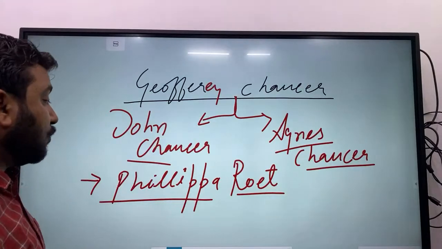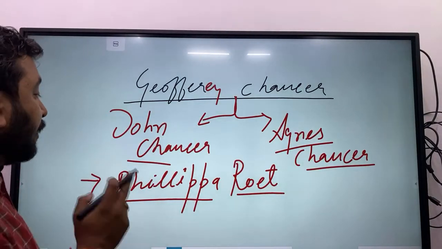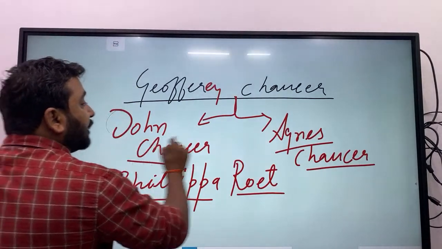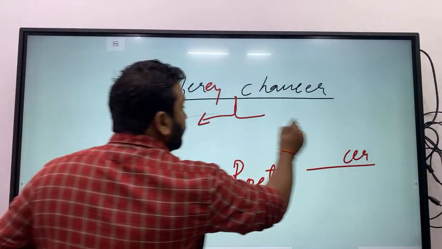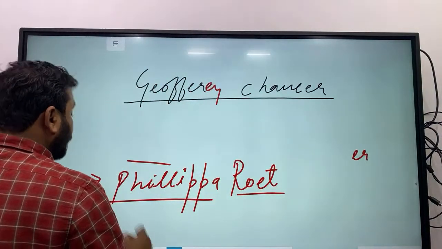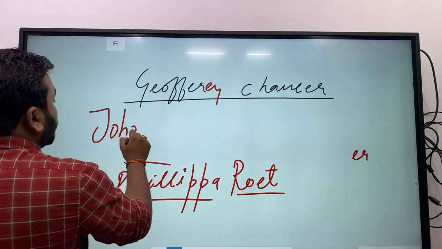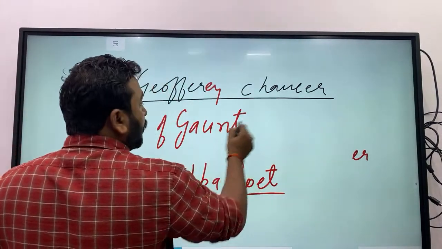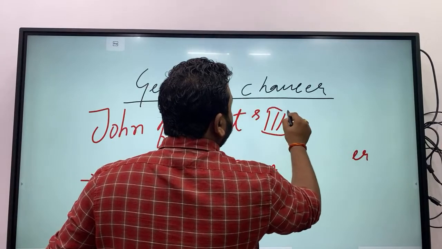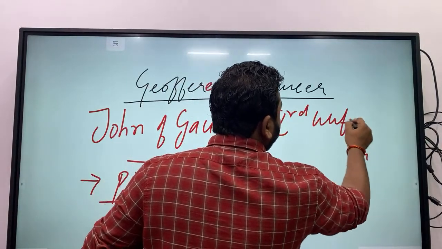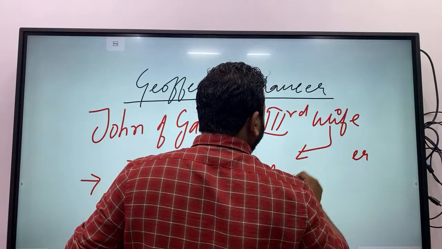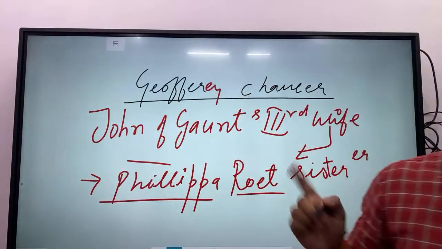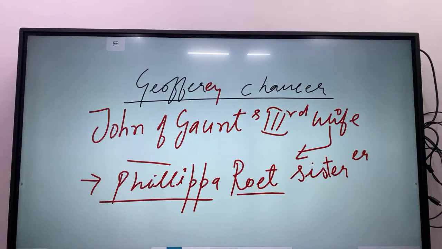Now you must be asking, sir, why the wife's name is very important. Philippa Roy, the name of Chaucer's wife, because Philippa Roy was actually the sister of John of Gaunt's third wife. John of Gaunt, a royal, Gaunt's third wife. Sister. So John of Gaunt's third wife's sister, Philippa Roy.